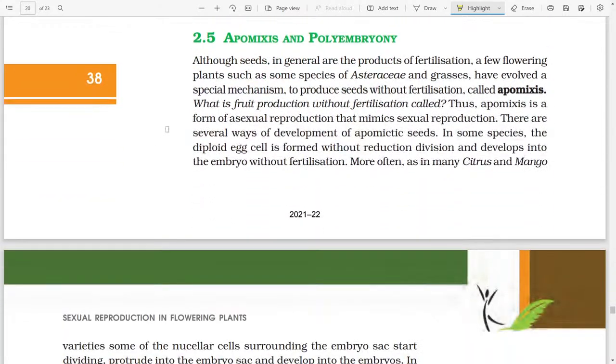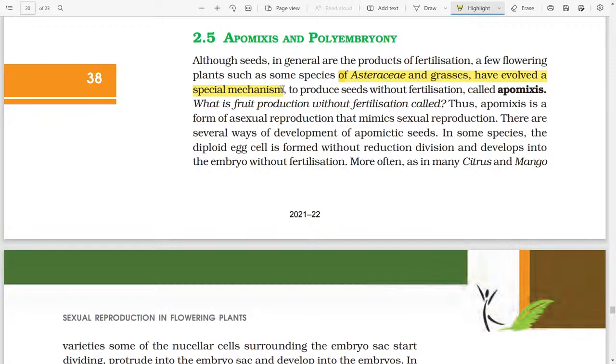Apomixis and polyembryony. Although seeds in general are the products of fertilization, a few flowering plants, such as some species of Asteraceae and grasses, have evolved a special mechanism to produce seeds without fertilization, called apomixis. What is the fruit production without fertilization called? Thus, apomixis is a form of asexual reproduction that mimics sexual reproduction.